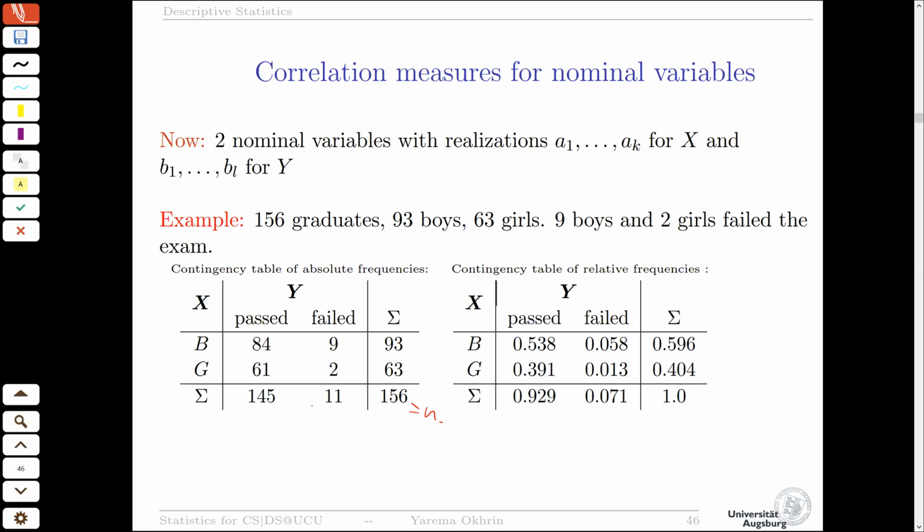So let's make it consistent with the table. Boys passed, it must be 1, 1. So boys are 1s, passed is 1, and girls failed, it must be 2, 2. So girls have 2, and failed is also 2. So the pairs are here like 1, 2, 2, 1, and so on. So we should replace all zeros with 2 here, and then it is correct, but the picture remains the same. We have 1 here and 2 here.